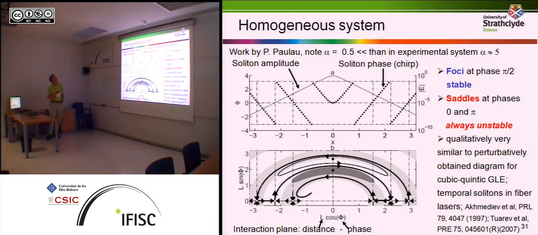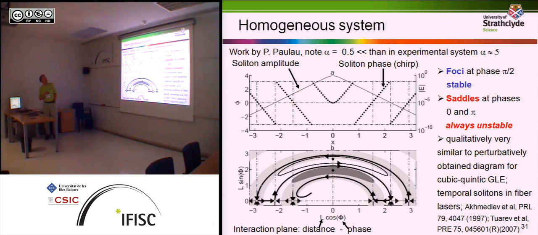If you look first at the homogeneous model, this is the profile of a soliton in the logarithmic scale, and this is the phase. So it's sharp, it's a dissipative soliton, and then if you bring two together, you can illustrate that in something called the interaction plane. This is L, the distance, times the cosine of the phase between the two solitons, and L times the sine of the phase. What you find in the homogeneous system is that there are foci with a phase difference of pi by 2, and they are stable. Then you have saddles with a phase difference of 0 and a phase difference of pi, and they are unstable.